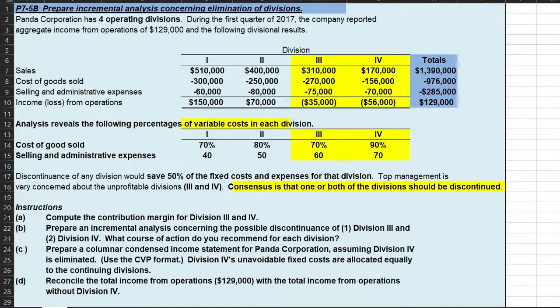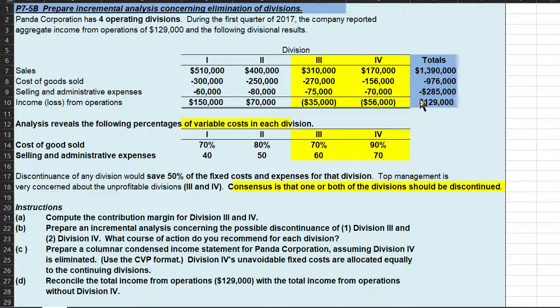As in this case, we're wanting to determine if we should continue or if we should eliminate one or two divisions of a particular company. We focus on the additional or incremental revenue and/or the additional or incremental cost, and we look at the net impact on net income. We want situations where the incremental revenue minus the incremental cost will result in an improvement in profit.